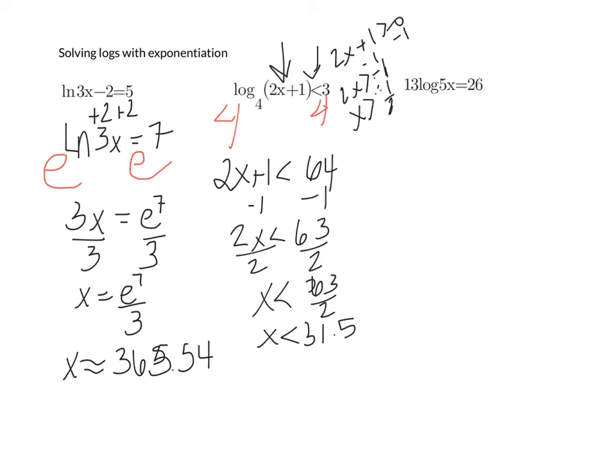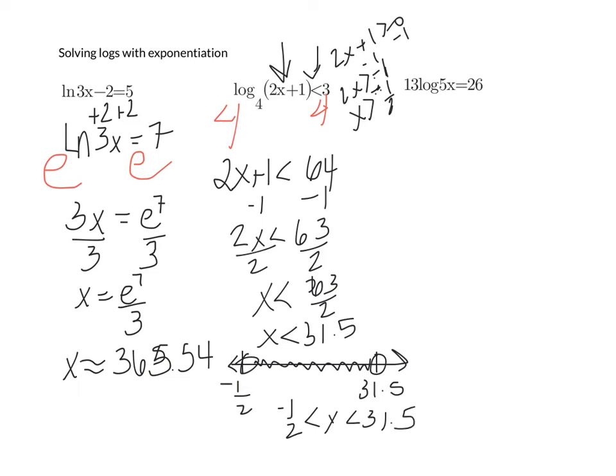So that's the situation where we have to put another restriction on our domain. We have 31.5. It's less than that, and it keeps going until it gets to negative 1/2. So our answer is negative 1/2 less than x less than 31.5.